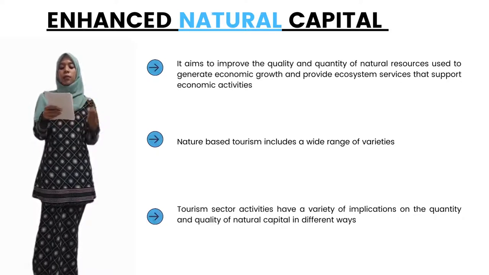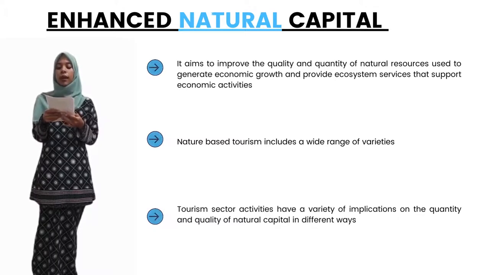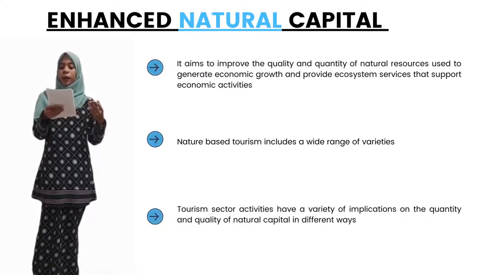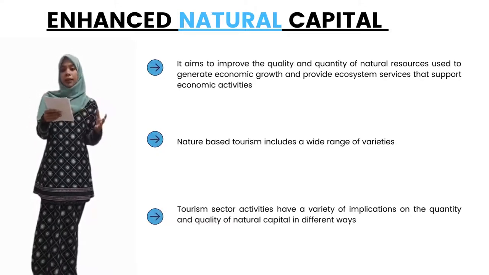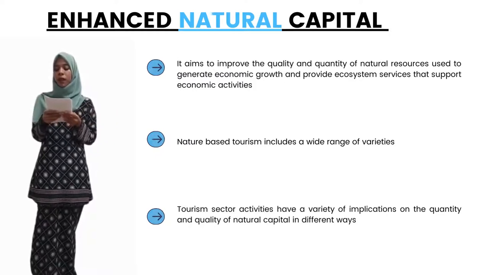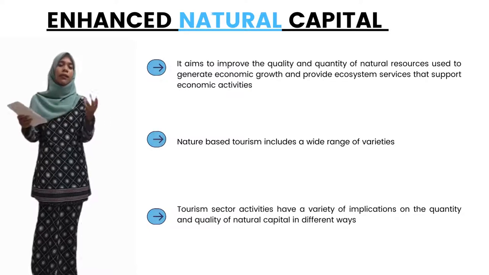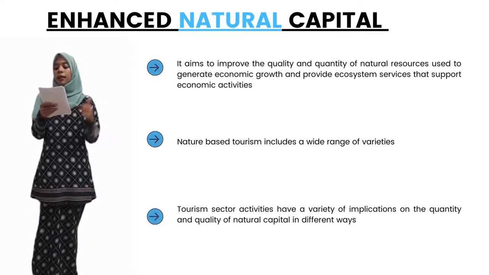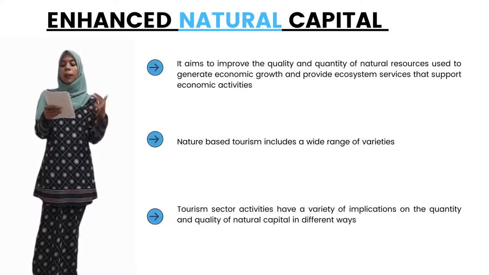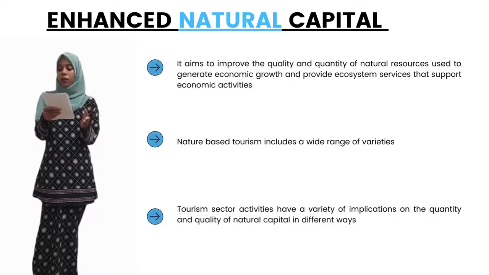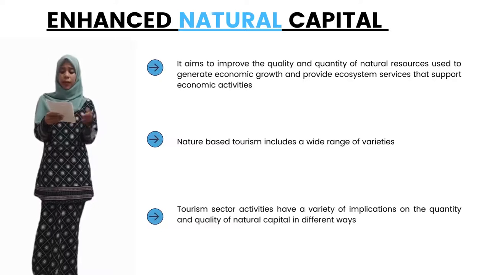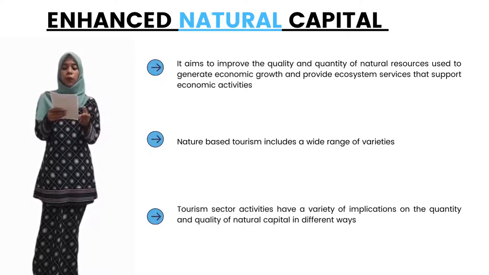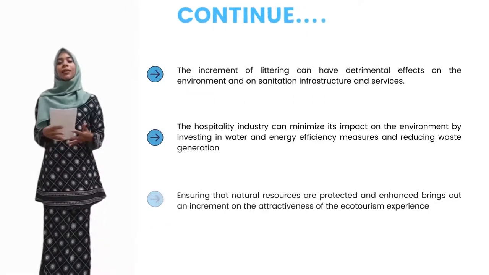Right? So the tourism sector activities have a variety of implications on the quantity and quality of natural capital in different ways. If you use it, it already has implications. Alright? So for example, in the case of marine environment, tourism activities can have negative impact. What are the negative impacts? For example, the degradation of coral reefs caused during diving. Next, the infrastructure visual impact on coastlines, or the pollution caused by diver boats and other maritime vehicles. And at the same time, construction of tourism facilities within or close to key biodiversity areas can also produce negative impact on the wildlife.